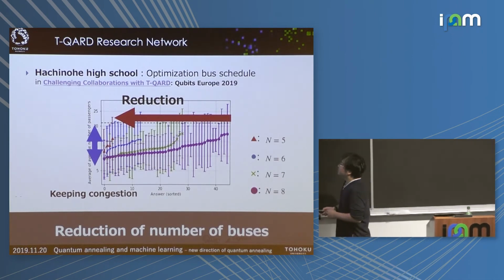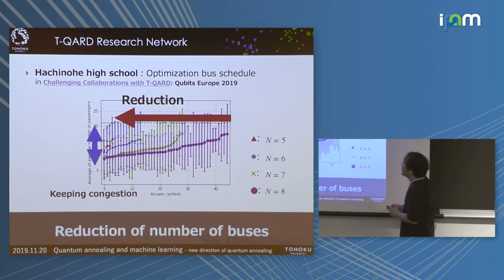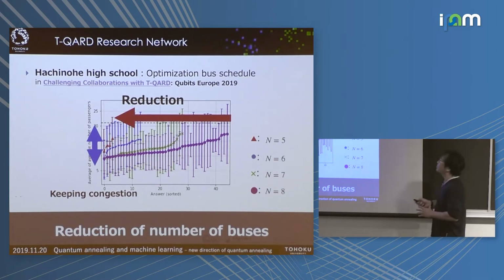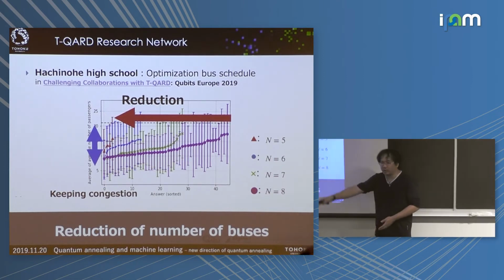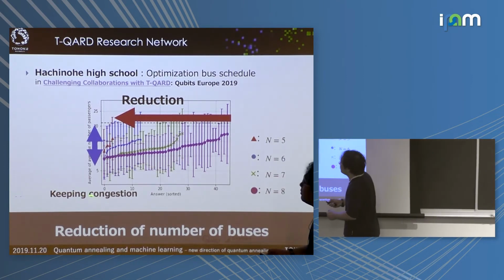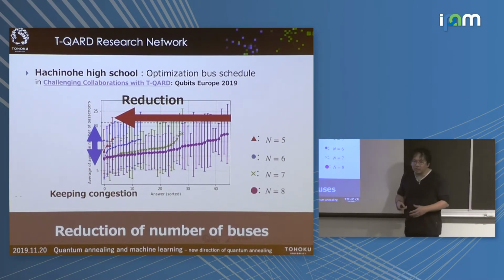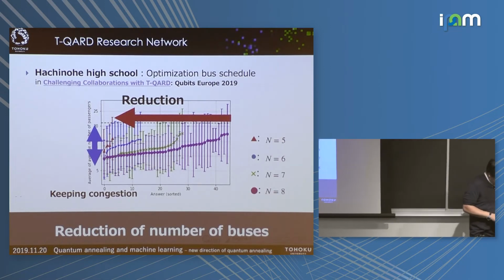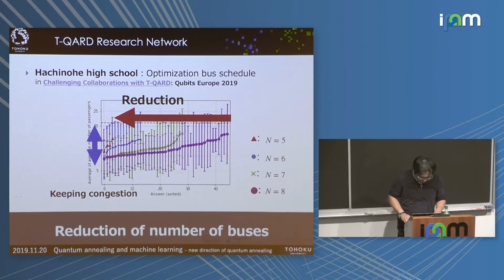And this is done by high school students. Hachinohe High School students consider the optimization of the bus scheduling between Hachinohe Station and Hachinohe High School. They consider keeping the congestion low while reducing the number of buses, but keeping some performance of the bus commutation.